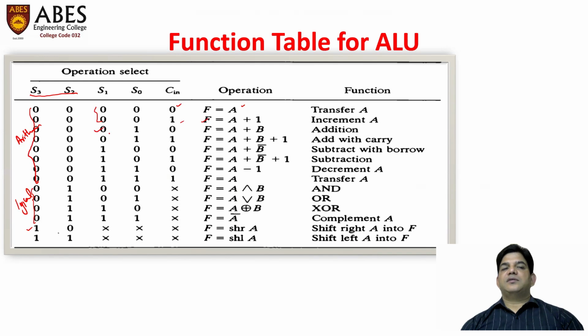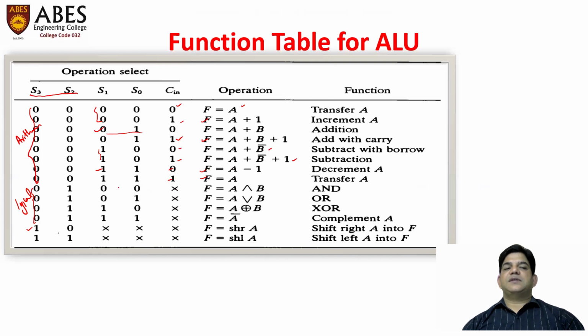Next is 0, 1. Here we perform the addition of the two operands, A plus B. If the carry bit is 1, then we perform A plus B plus 1, which is add with carry. Next is 1, 0. With the carry input 0, we perform subtraction in terms of the 1's complement, which is A plus B complement. With the carry input 1, F equals A plus B complement plus 1, which is subtraction. Next is 1, 1. With the carry input 0, A is decremented by 1, so F equals A minus 1. With the carry input 1, we perform transfer A.